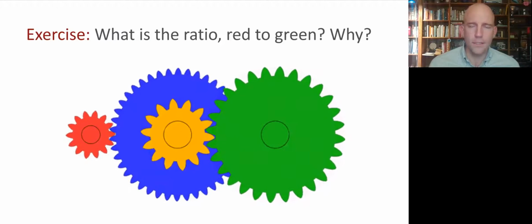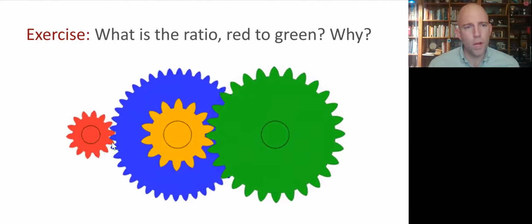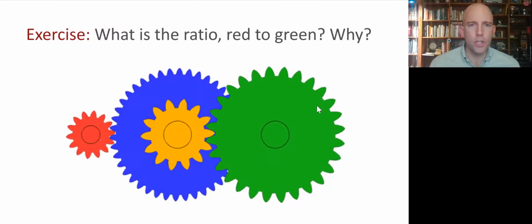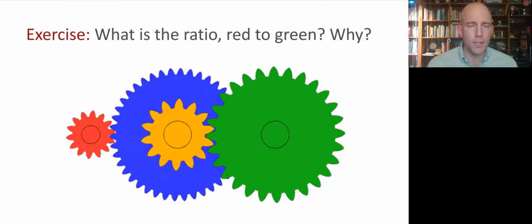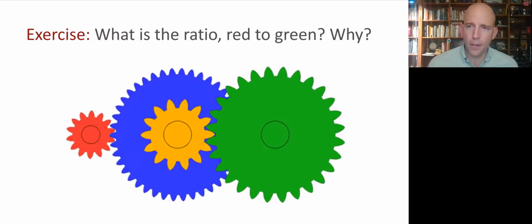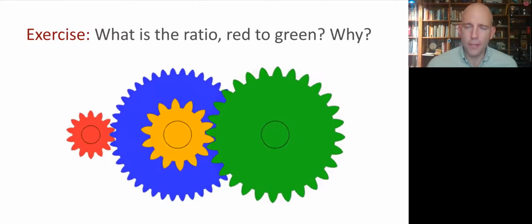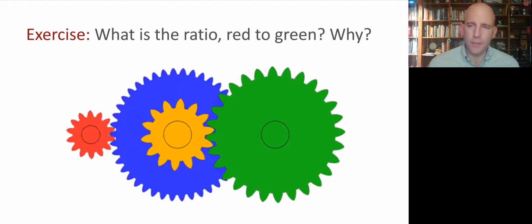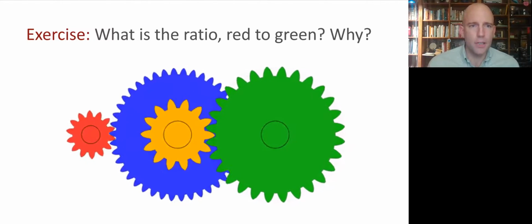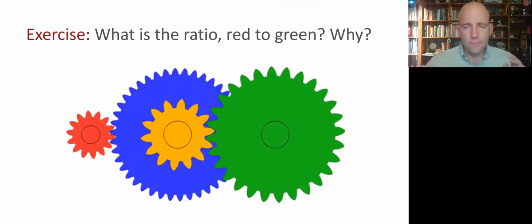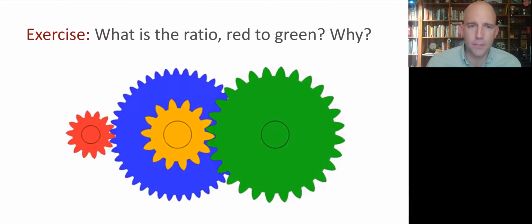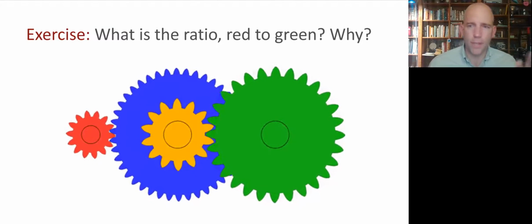So what is the total gear ratio from the red gear to the green gear, and why? You can sketch, do free body diagrams, do a little bit of algebra, and try to come up with a convincing explanation of what the ratio is and why. You don't have to come up with a quantitative answer. Symbolic form is great. That's what we're going for.